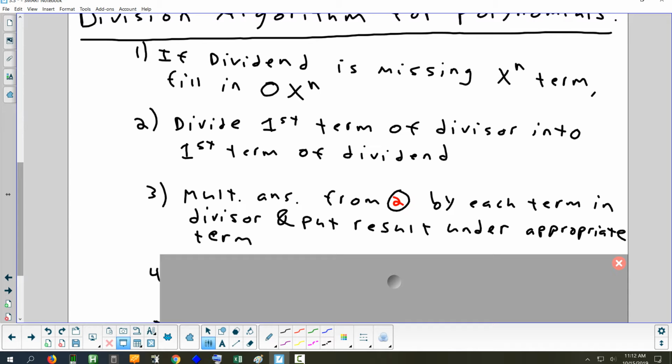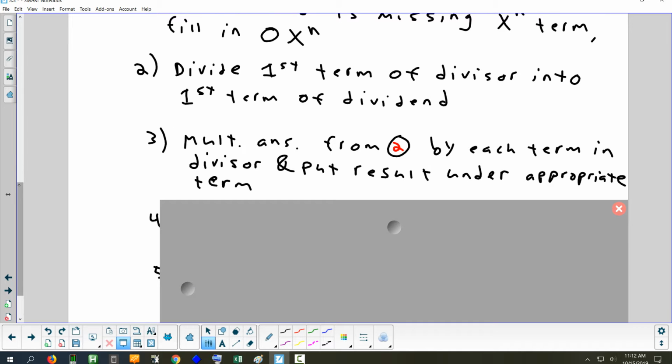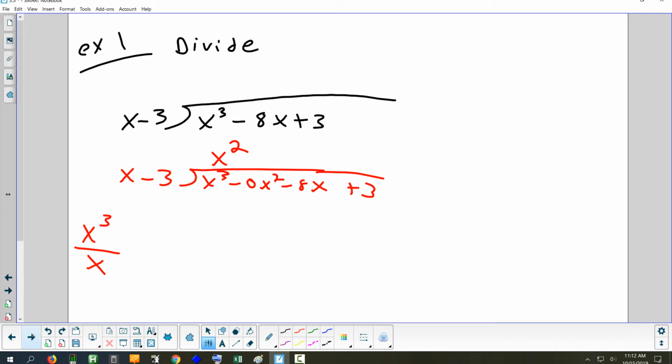So what we're doing here in this last step, we're lining up like terms. Okay, so let's look at that. Multiply the answer in step 2 by each term in the divisor. Here's the answer you got in step 2, x squared. You're going to multiply that out to each term and put the term in the correct column for like terms.